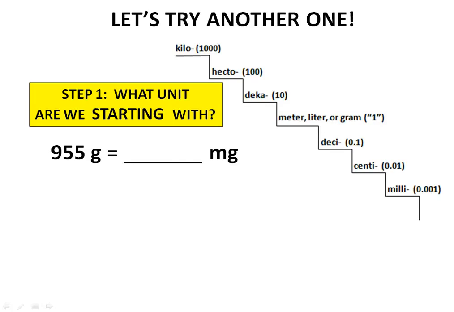This is our second of about 3 videos going over how we change one kind of metric unit to another, or doing a metric conversion. So remember, we first have to look at the letter after the numbers, the unit in this. So we see a lowercase g here. So we have 955g. We want to see how many mg it's equal to.